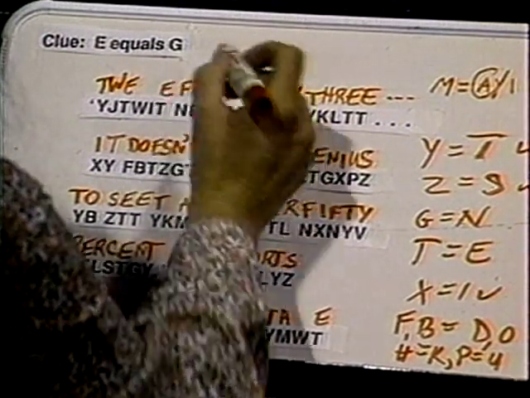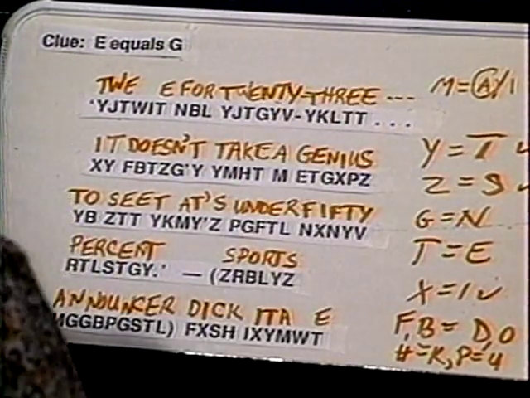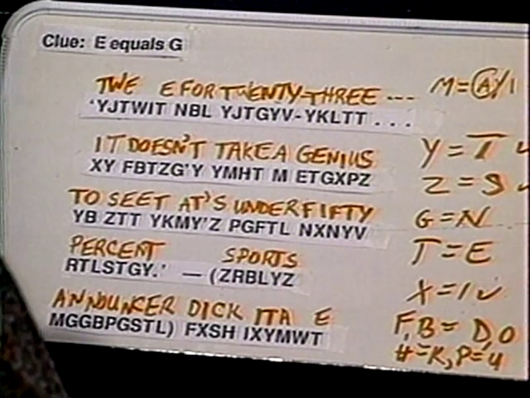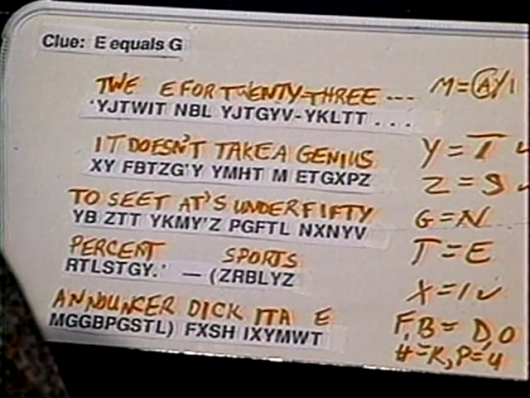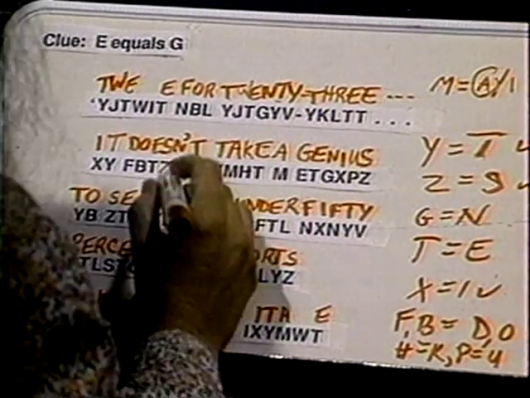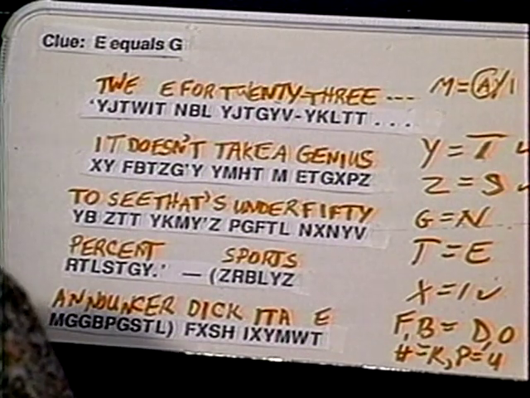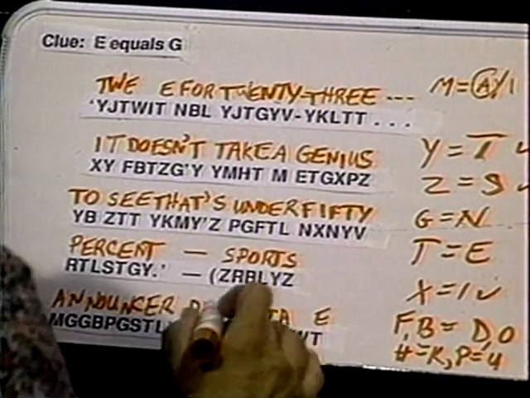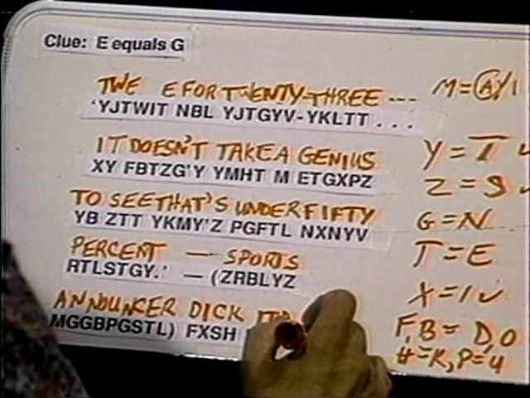The word for here, that's a three-letter word ending in OR. We pretty much knew that already. Something for 23. It doesn't take a genius to see that's under 50. That's under. Oh, okay. K equals H. I missed one of those. Doesn't take a genius to see that's under 50%. Sports announcer, Dick, somebody. Well, I'm going to have to quit because we're running very low on time.